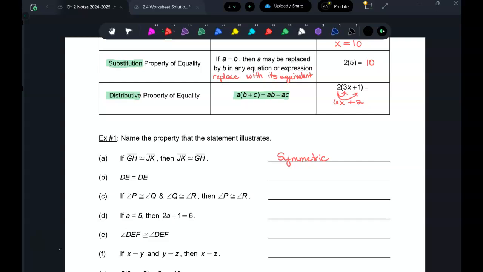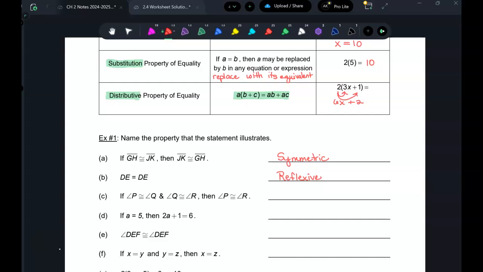DE equals DE. It looks like looking into a mirror. It is reflexive property. Again, I'm just going to write reflexive. So on the homework and also on the test, I'm going to give you a word bank, so you don't have to remember the spelling or anything like that.